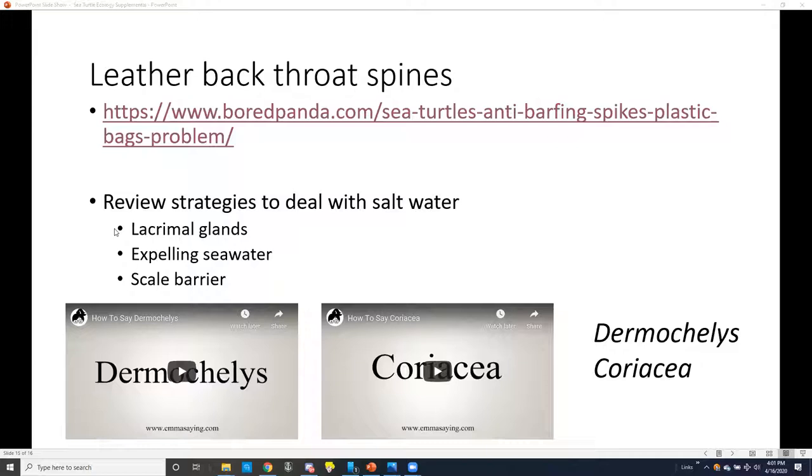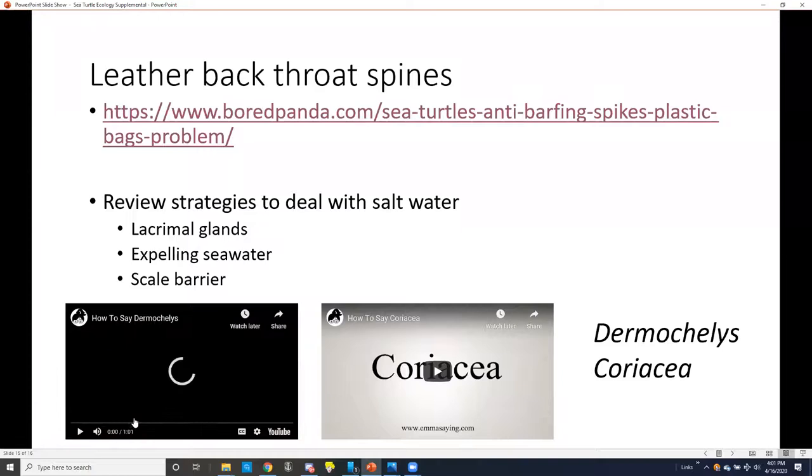Okay, so I found another cool website when I was doing this. This is the name of a leatherback sea turtle. So what we're going to do now is learn how to pronounce this name. I'm doing this mostly because I know there are some young people in here. As you go through your education, you're going to get all kinds of words. You see this website, emmasaying.com, right? All this website does is pronounce things for you. That was amazing. I was like, okay, that's cool.